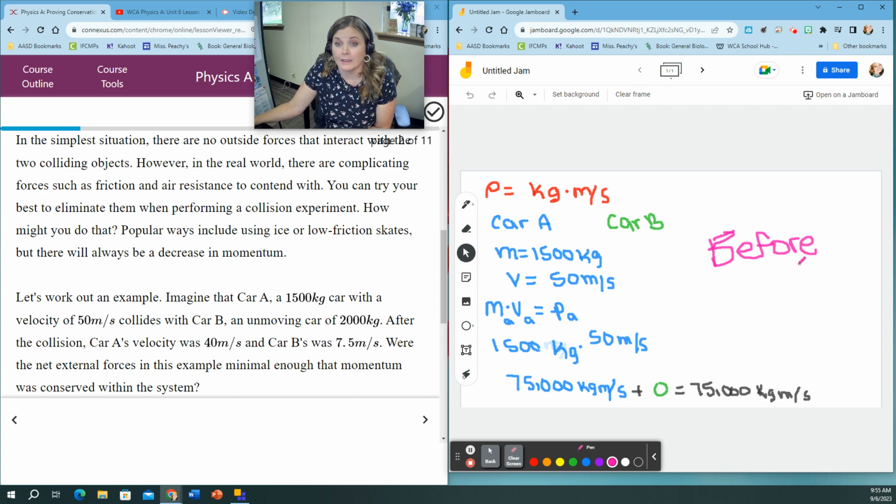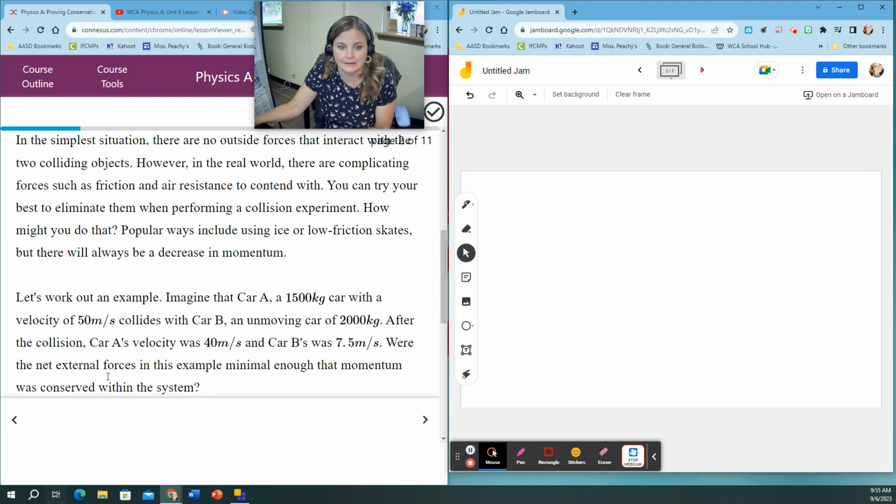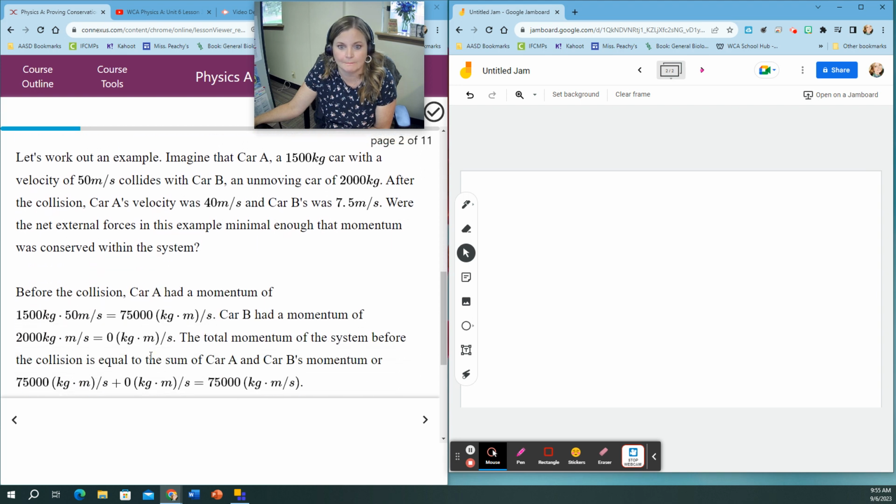So if momentum is conserved in this collision, we would expect that after they collide, our total momentum will still be 75,000 kilogram meters per second. So let us go to the next slide and we will calculate it. After the collision, car A's velocity was 40 meters per second and car B's was 7.5 meters per second. So let's do car A again.